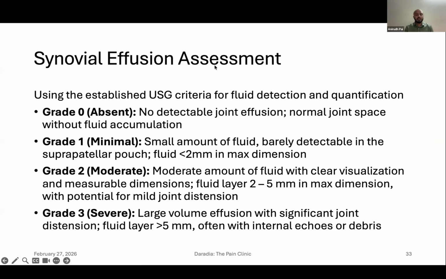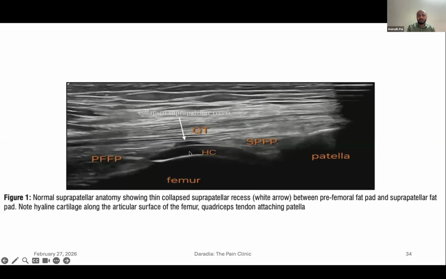Next, coming to the synovial effusion assessment, this was done using the established ultrasound criteria. Again, 4 grades were there. Grade 0 is no effusion. Grade 1 is when the maximal dimension of the fluid was less than 2 mm. Grade 2 was 2 to 5 mm, and grade 3 was more than 5 mm. This effusion assessment was done in the suprapatellar recess with the linear probe placed longitudinally along the quadriceps tendon.